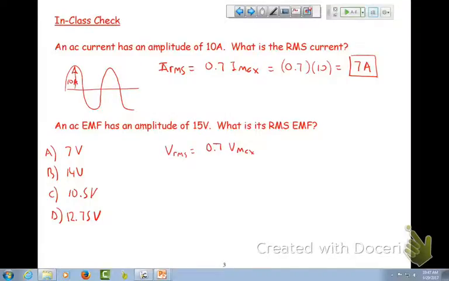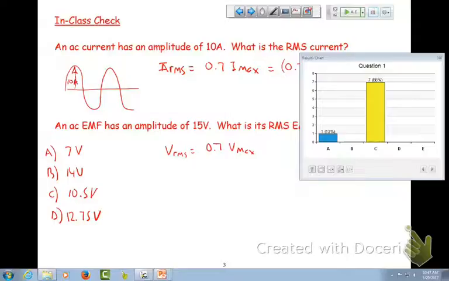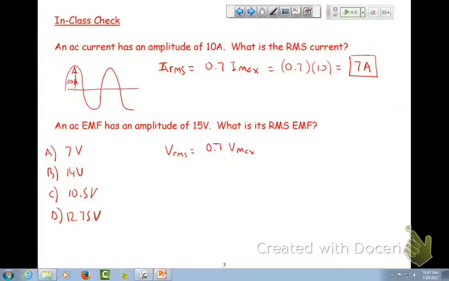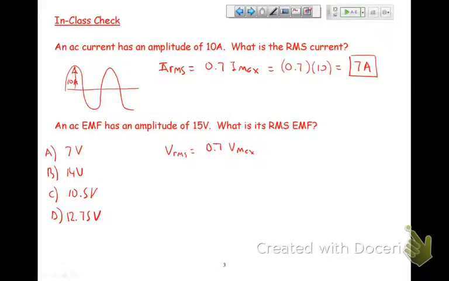So let's have a look. Here we are back again, and let's see what people voted. Mainly C, a little bit of A, and yeah, VRMS is equal to, as always, the 0.7, which is 1 over root 2, times Vmax. So this would be 0.7 times 15. And if I did my math right, that would be 7 plus a half of 7, which is 10.5. So that's the better number to use if you're trying to figure out the power dissipated in the circuit.